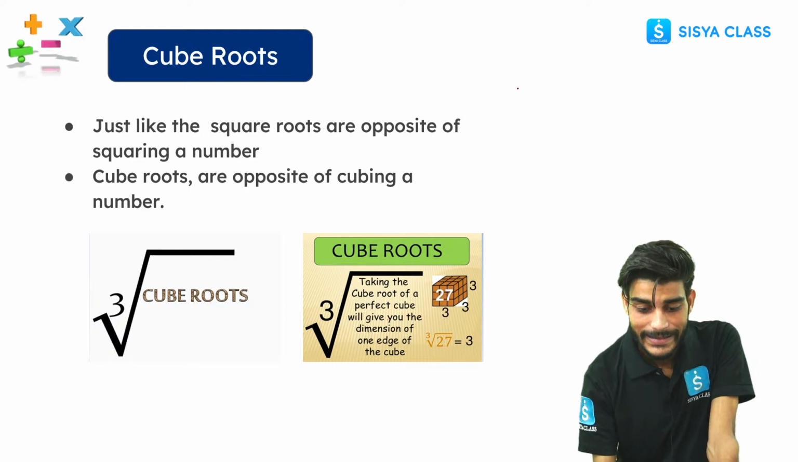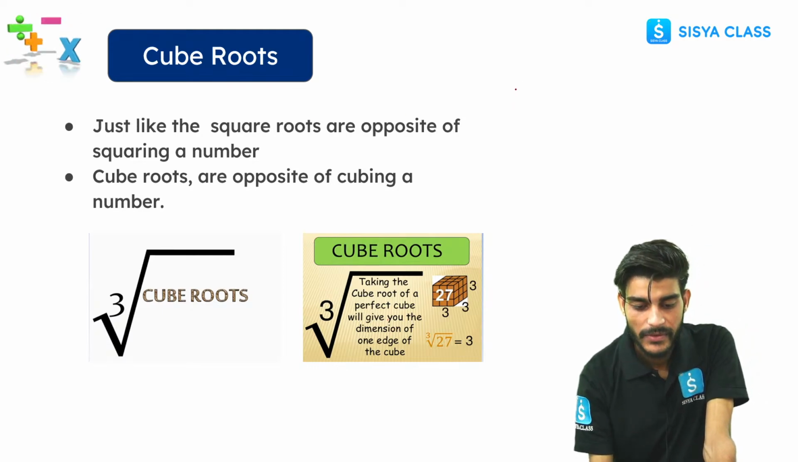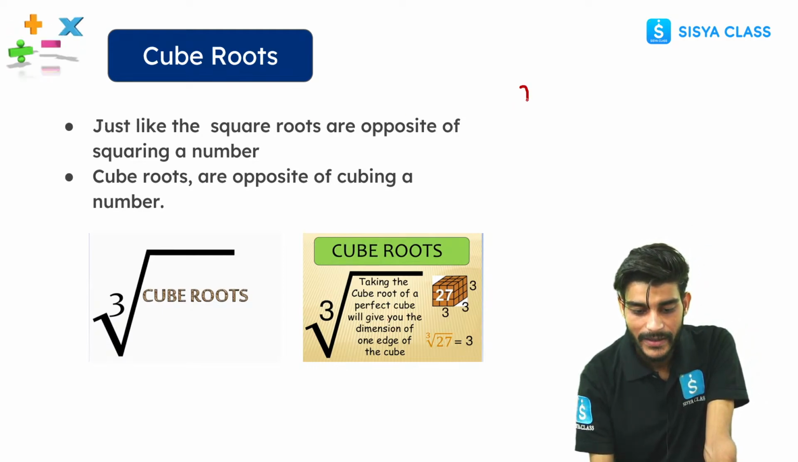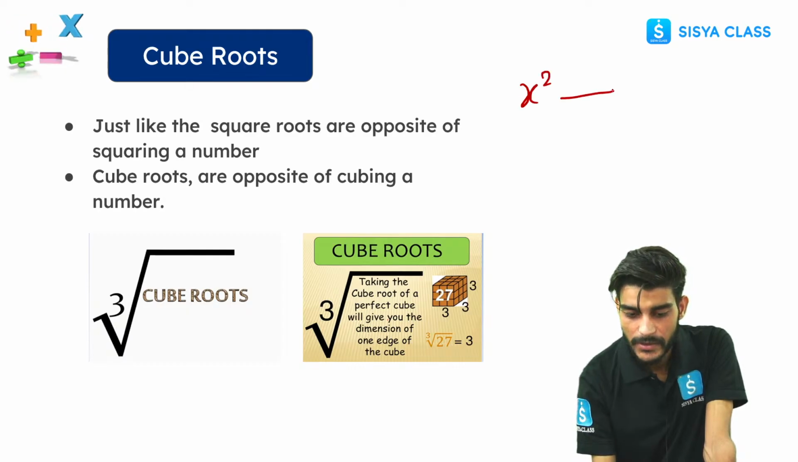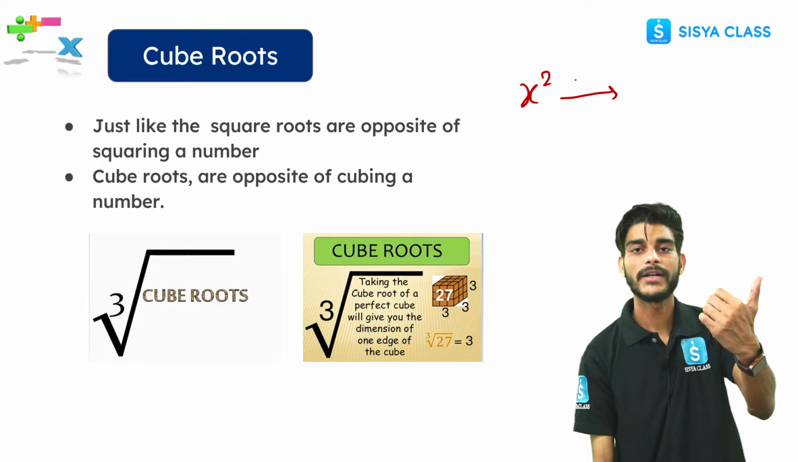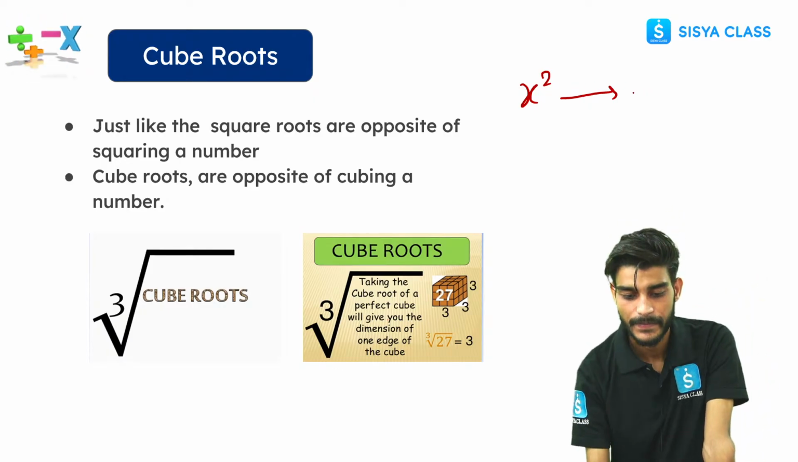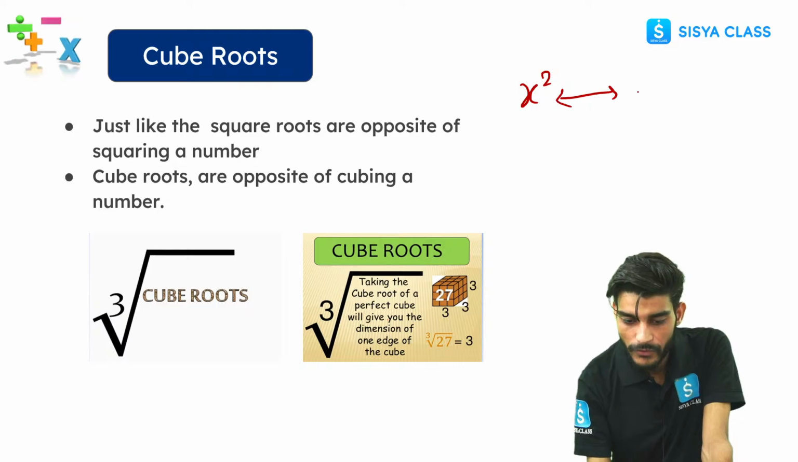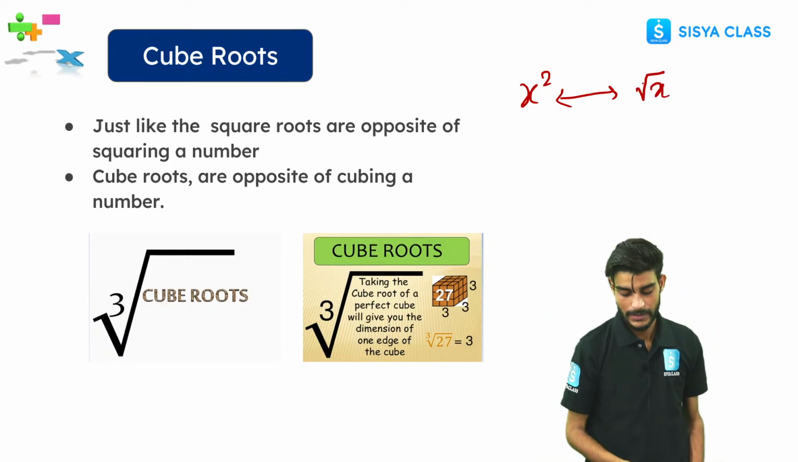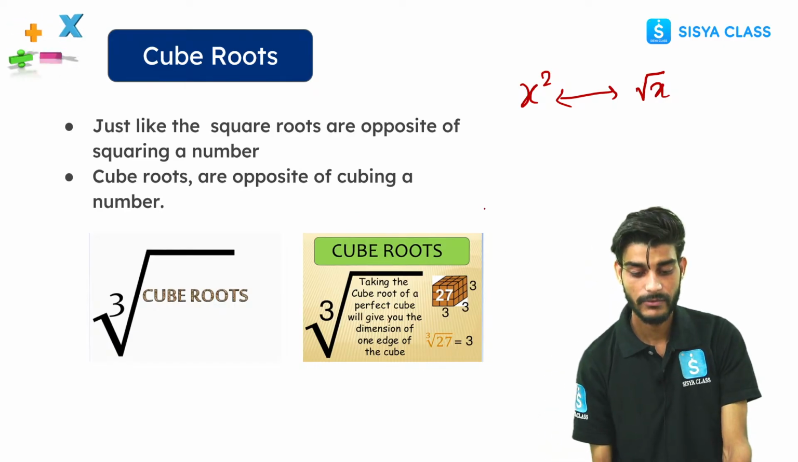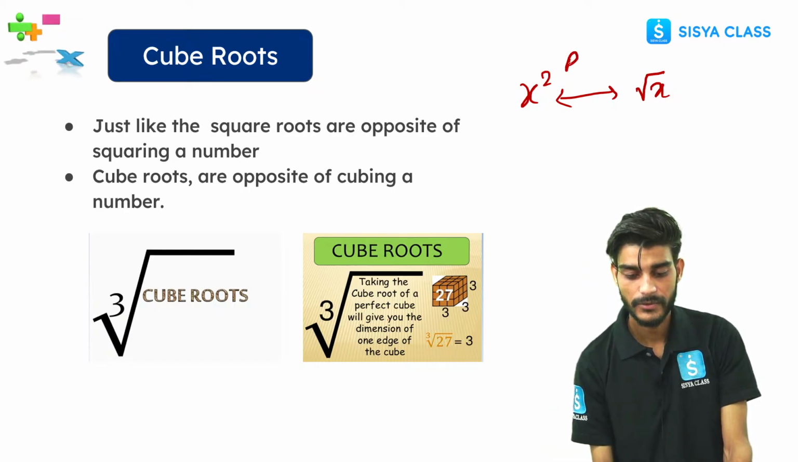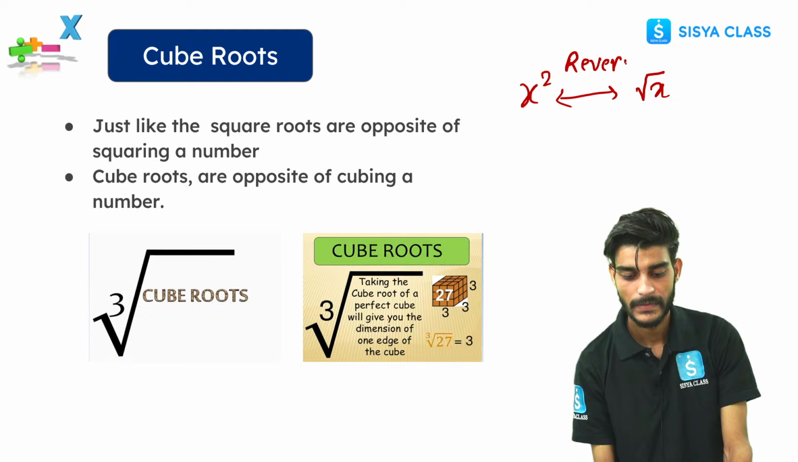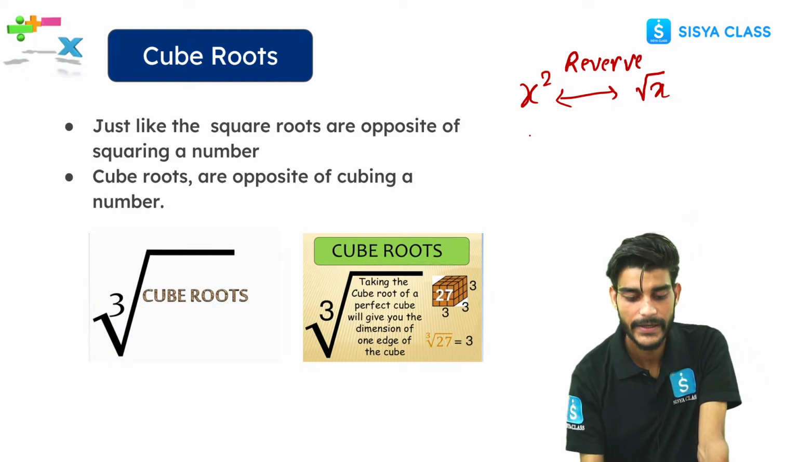In the same way as squares, what we were doing there? We were finding the square of any number, and square root was just a reverse process, right? If you find the square of a number and then take the square root, that is root x and x squared, they are just reverse or inverse processes.